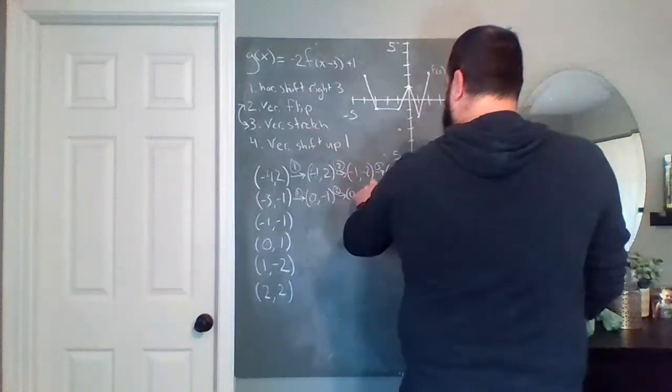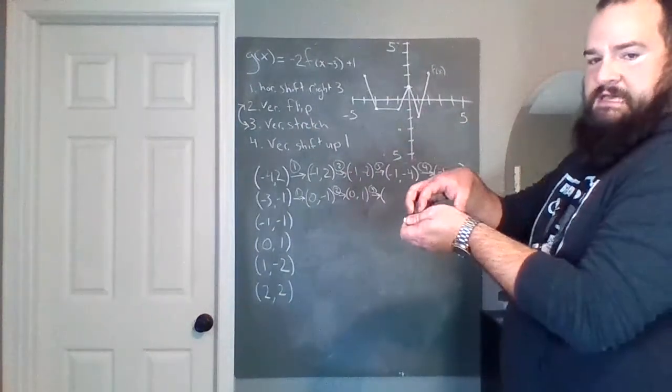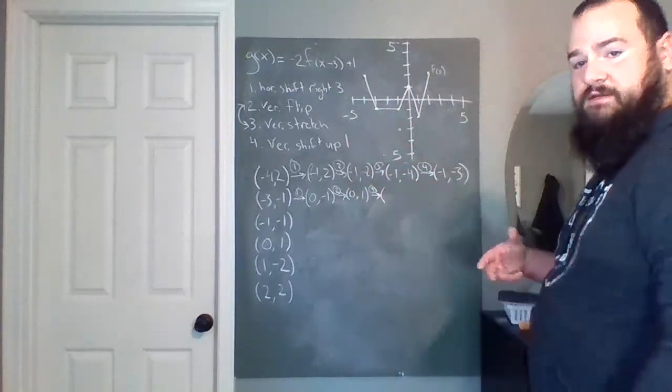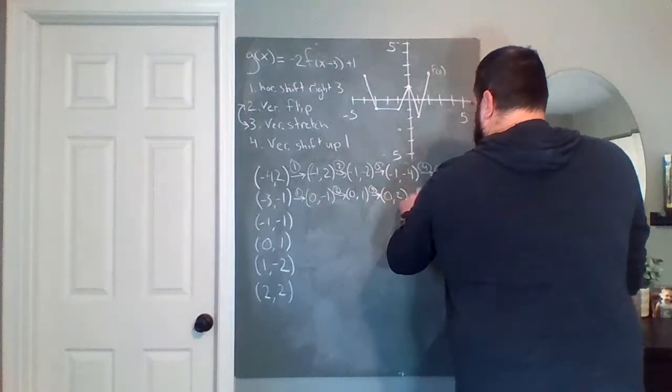Okay, step 3 is our vertical stretch. So that's taking that output and doubling it. We were at 0, 1, so doubling that output, doubling 1 gives us 2. So we're now at 0, 2.